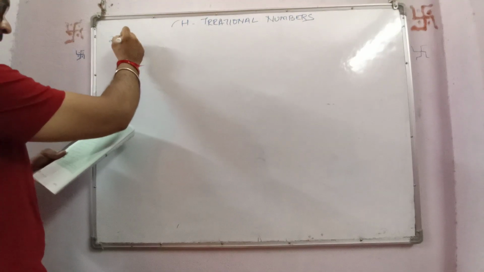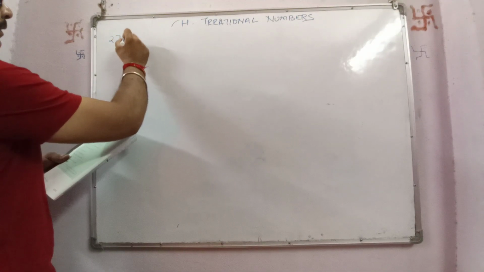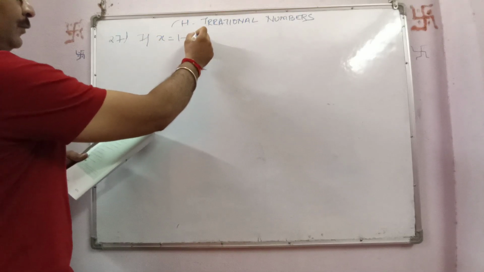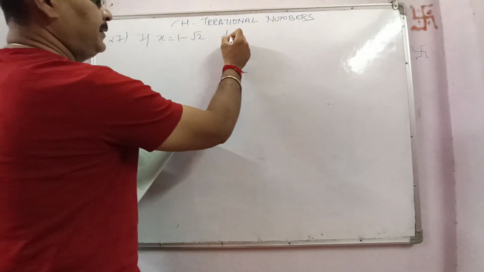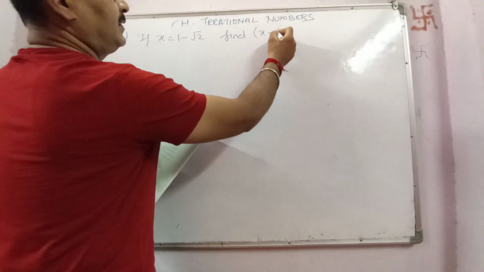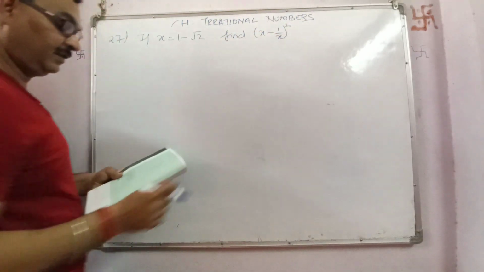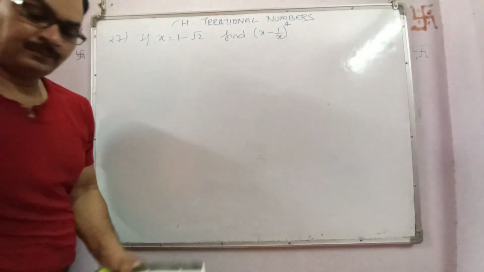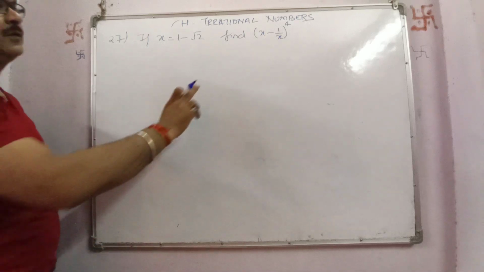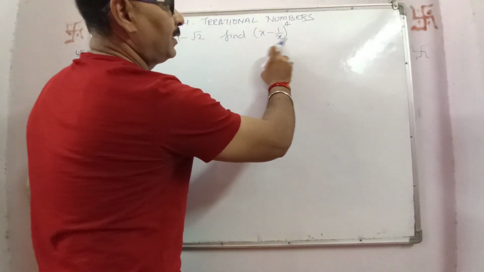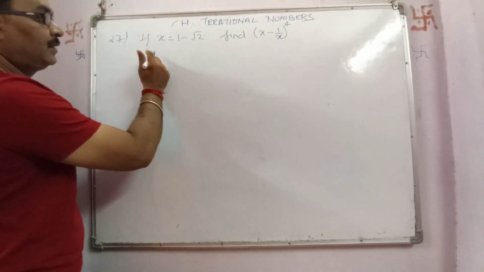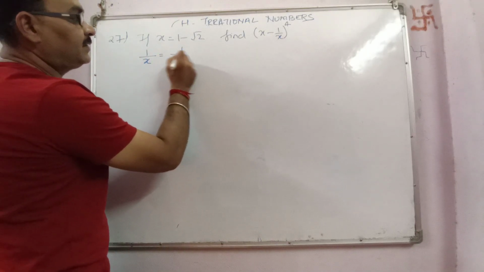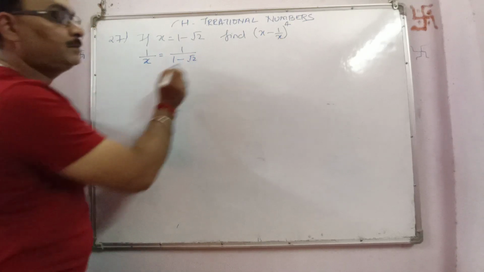Okay, question number 27. If x is equal to 1 − root 2, find (x − 1/x) whole raised to the power 4. So in these types of questions, we need to find out the value of x − 1/x first. So we have x. What we need to find? We need to find out the value of 1/x. Now 1/x will be what? 1 upon 1 − root 2.